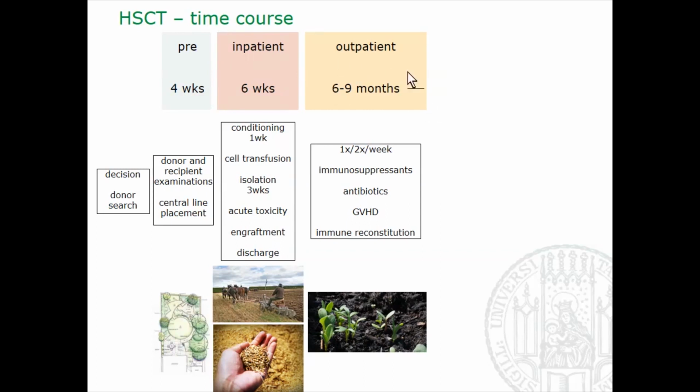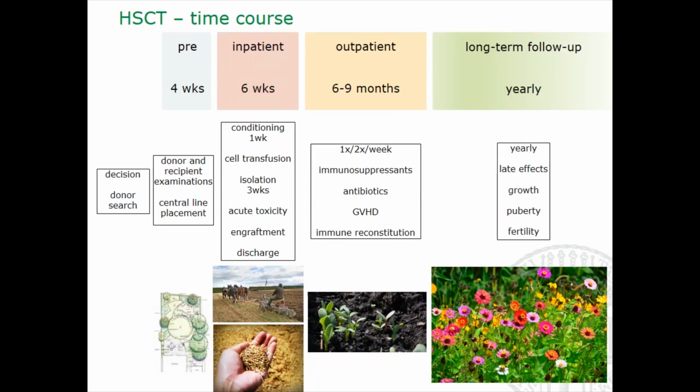This is followed by a quite intensive outpatient period, which lasts between 6 and 9 months, sometimes shorter, where patients are seen once or twice a week by a doctor, usually by the transplant unit, depending on the setting. And during this time, the patient will still take immunosuppressants and prophylactic antibiotics. He will be monitored for graft versus host disease, for infections, and also we will watch how his immune system slowly reconstitutes, meaning these seedlings slowly get better.